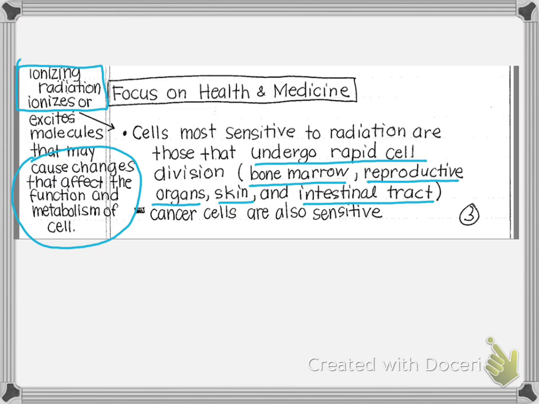We use this sensitivity, though, to our advantage because cancer cells often undergo rapid cell division, and so they're sensitive to radiation. So we can use a radioisotope to help kill and treat cancer cells.